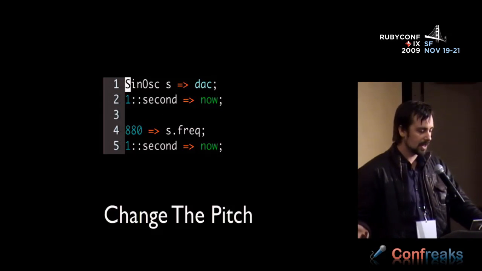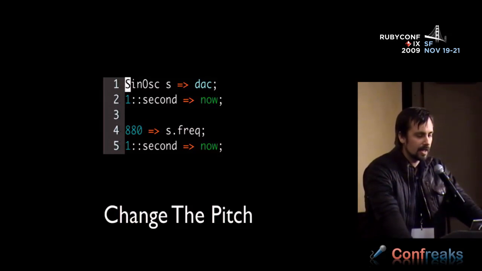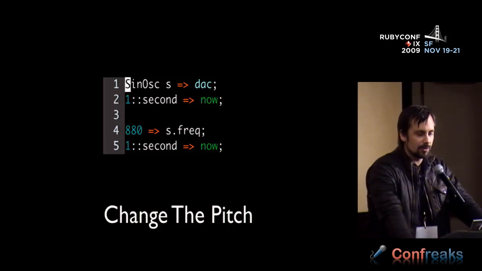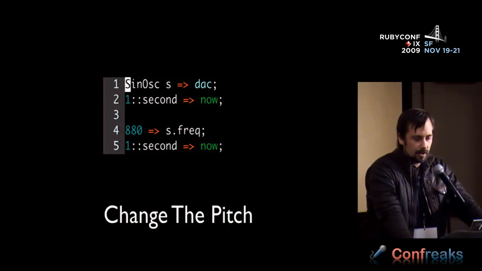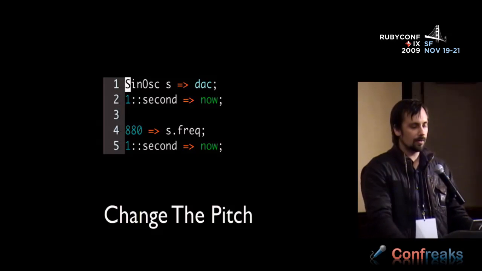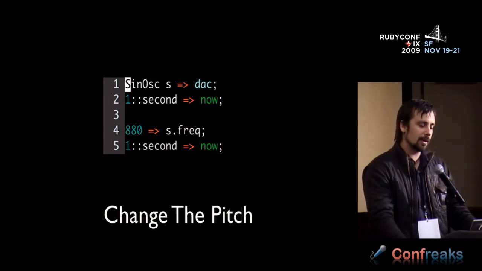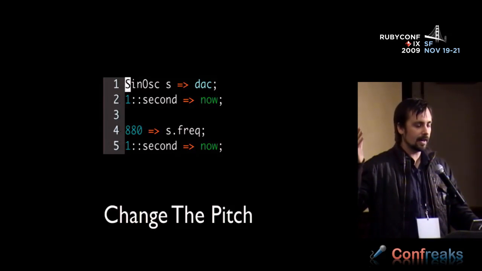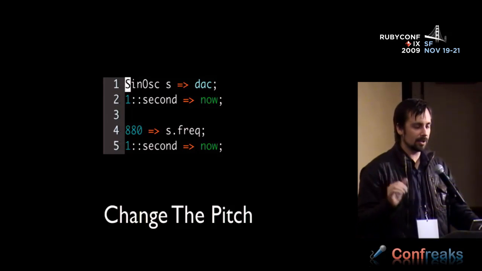The second slide builds on the first one. You've got the sine wave. How do you change the pitch? Here, on line four, you have the number 880, and you are chucking it to your sine wave frequency, and then you're advancing time again. So this would first play the default sine wave frequency, which is 440 hertz, and then it is going to play something at 880 hertz.